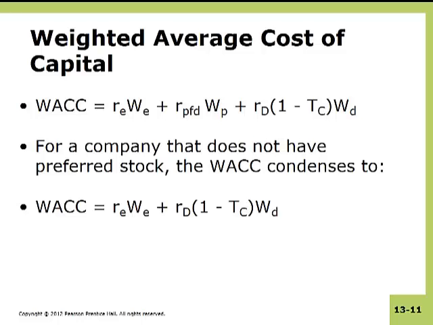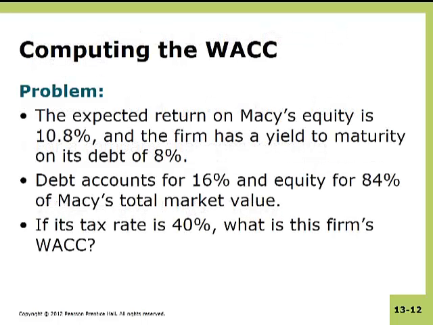So let's do the problem. The expected return on Macy's equity is 10.8%, and the firm has a yield to maturity on its debt of 8%. Debt accounts for 16% and equity for 84% of Macy's total market value. Its tax rate is 40%. What is the firm's weighted average cost of capital? We have everything we need. We know the cost of debt and equity, and we know the weight of debt and equity.